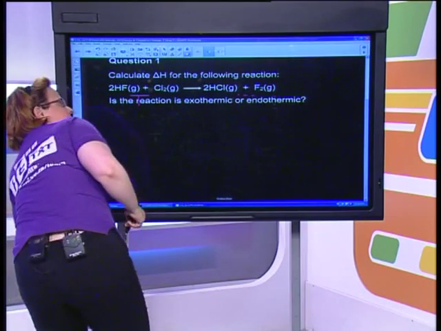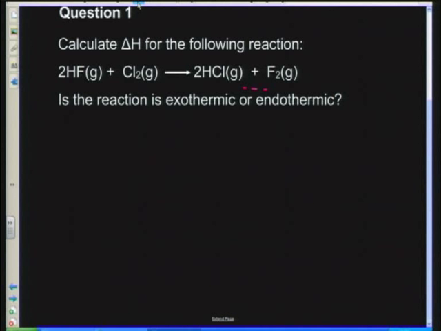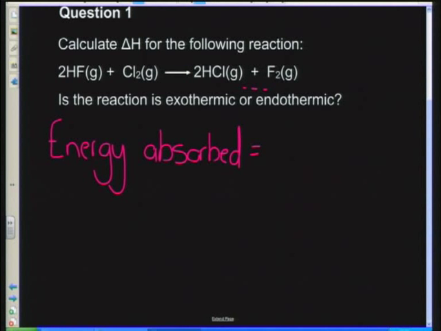Now, the point here, grade 11s, is we need to be able to decide how much of everything we have. So we're going to start with the energy. Let me have a pen that works. Energy absorbed. So what we need to discuss is how many bonds need to be broken. So let's look at this carefully.